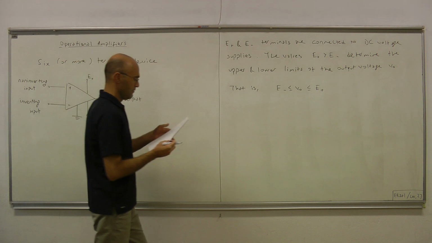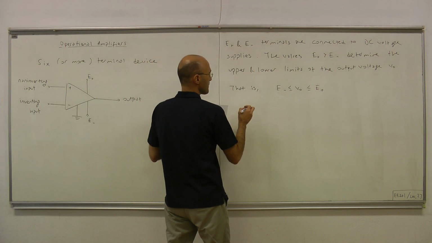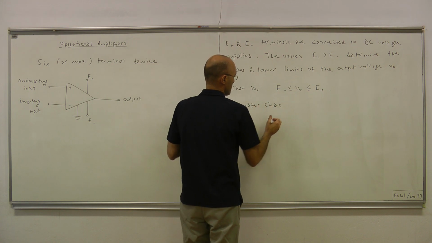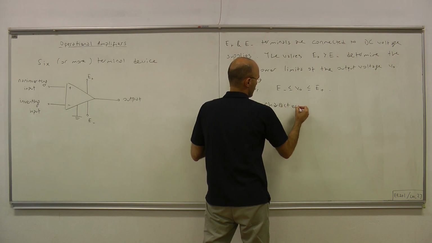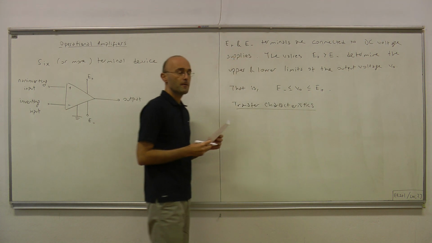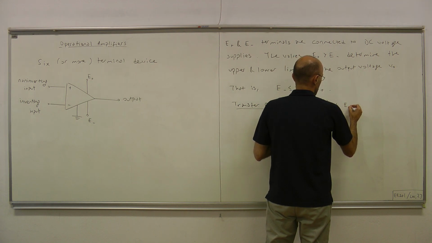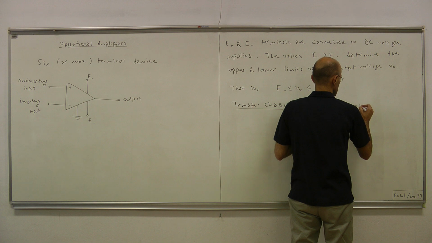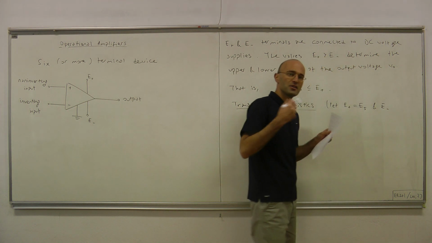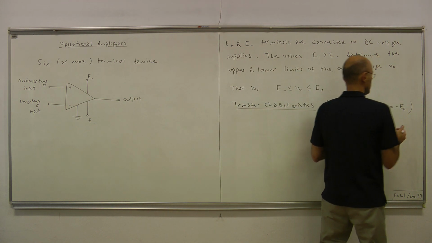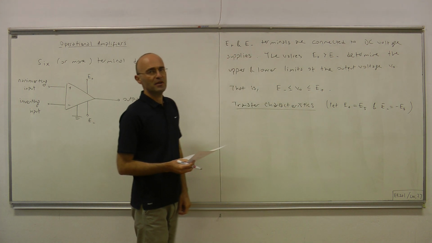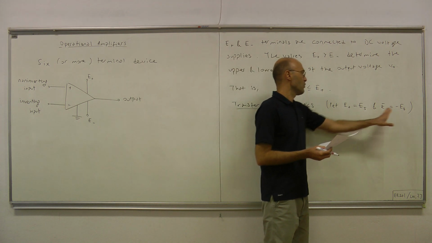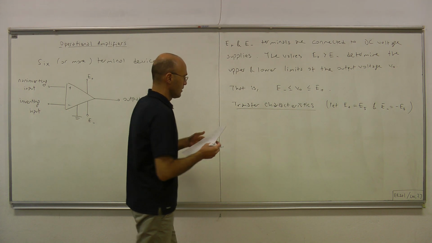Now, the transfer characteristics is as follows. Suppose E plus and E minus have equal magnitudes but opposite sign. So suppose E plus equals something, ES, and E minus equals minus ES. In general, we don't need such symmetry, but for the sake of simplicity, we're going to take them to have the same magnitudes but opposite sign. For example, 12 volts and minus 12 volts, or 16 volts and minus 16 volts.